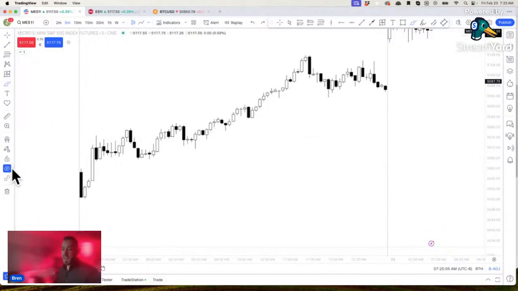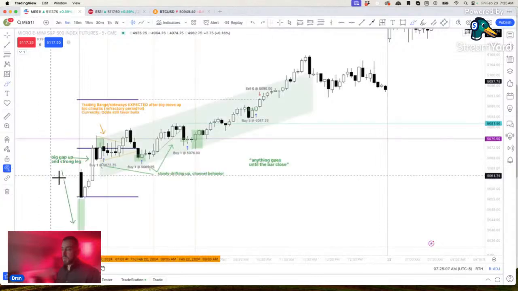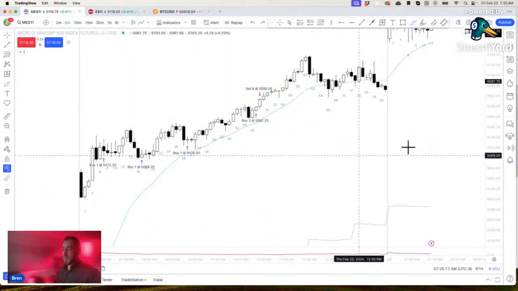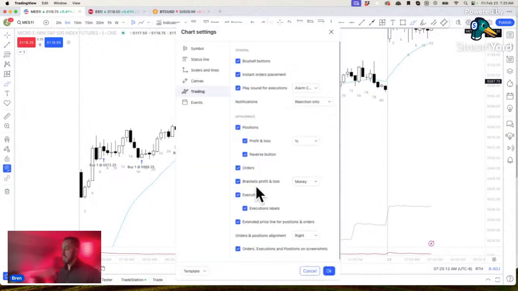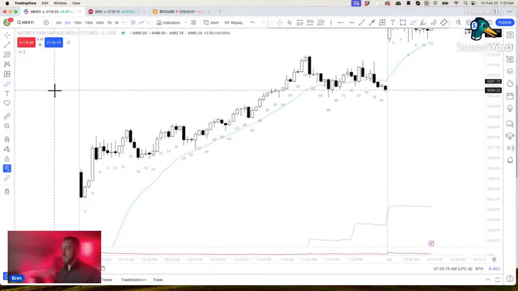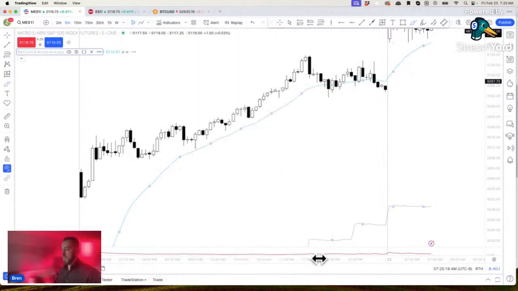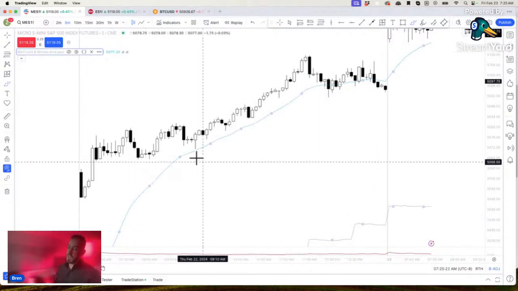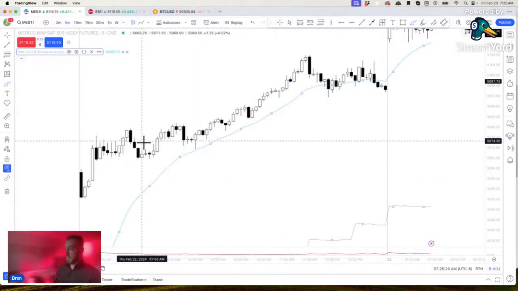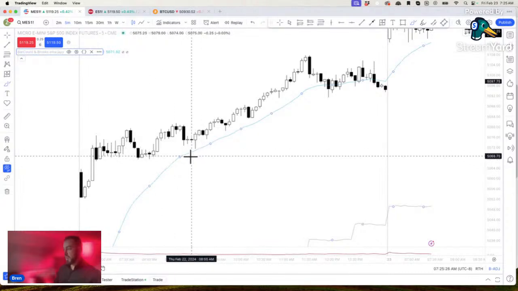If we add the indicator, check it out. Let's hide the drawings and just show the indicator, okay? And let me hide the executions so it's a little easier to see, okay? And then we'll also hide the bar counter because that's a little bit easier to see too. Okay, so check out every time that we got close to the moving average.